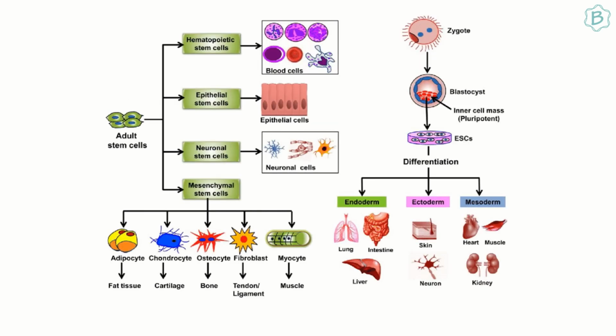There is an adult stem cell. They differentiate into hematopoietic stem cell, epithelial stem cell, neural and mesenchymal stem cell. Then mesenchymal cells are further differentiated into adipocyte, chondrocyte, osteocyte, fibroblast, myocytes. Then adipocyte is further forming what? Fat tissue. Chondrocyte is forming what? Cartilage. Osteocyte is forming what? Bone. Fibroblast is forming what? Tendon, ligament. So from the adult stem cell to the final tissue, there are stages.